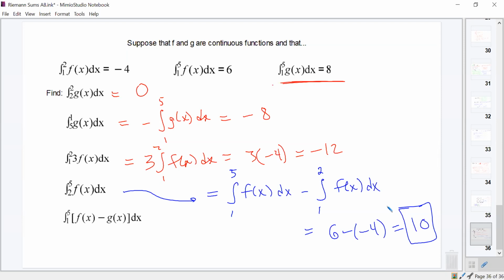Good. All right. And then our last one here is the integral from 1 to 5 of f minus g. Well, that ought to just be the integral from 1 to 5 of f, 6, minus the integral from 1 to 5 of g, which is 8, or negative 2. Everybody good with those or no? Those ones I think are pretty straightforward.